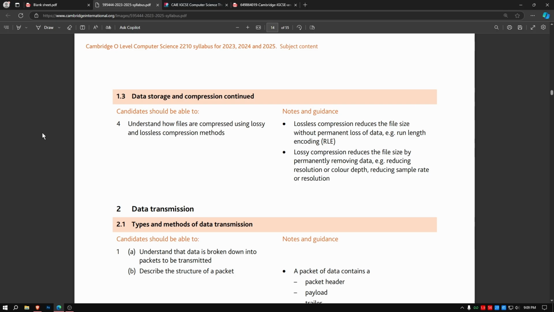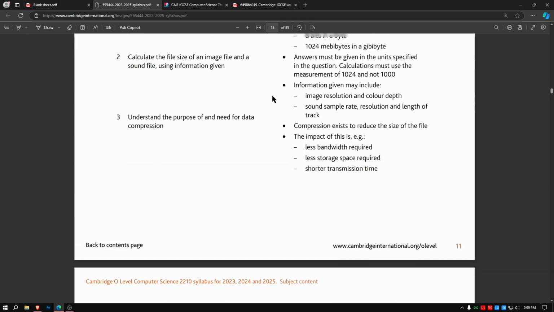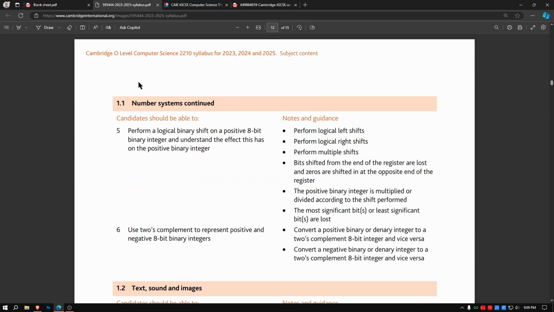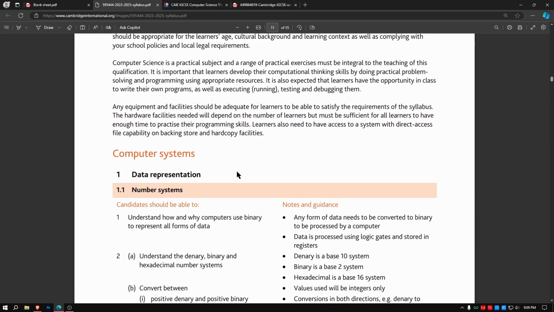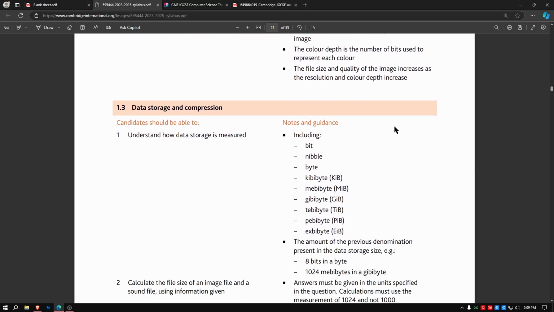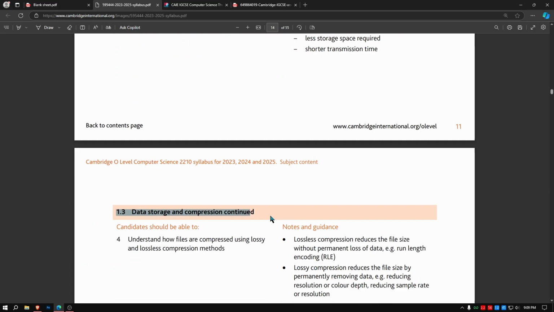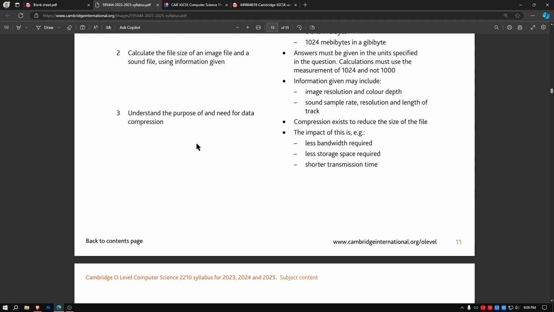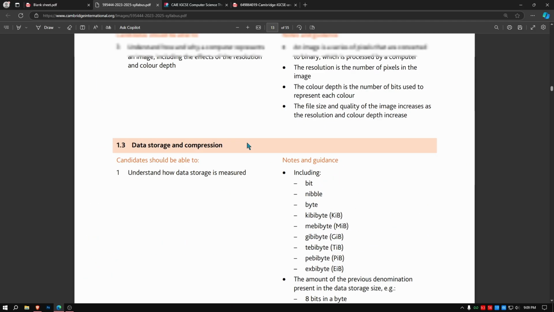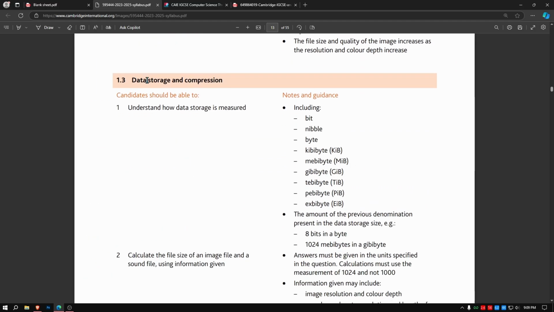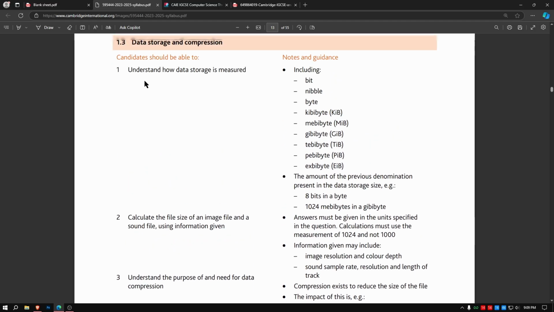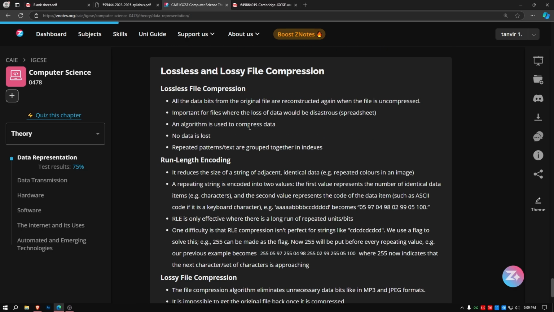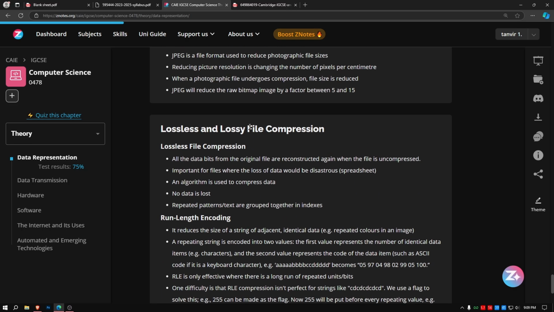Hi guys, so in this video we'll be going over chapter 1.3 of chapter 1, data representation. So this is chapter 1.3, and 1.3 continued. It will be a shorter chapter compared to the last one, but it is still a bit longer than the usual short chapters we'll have later.